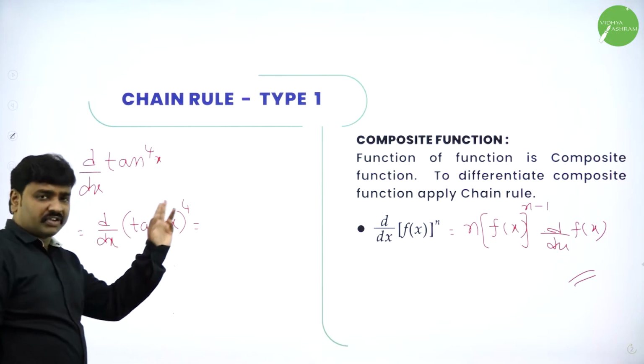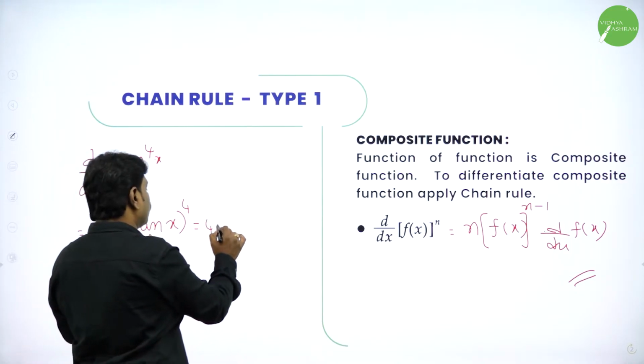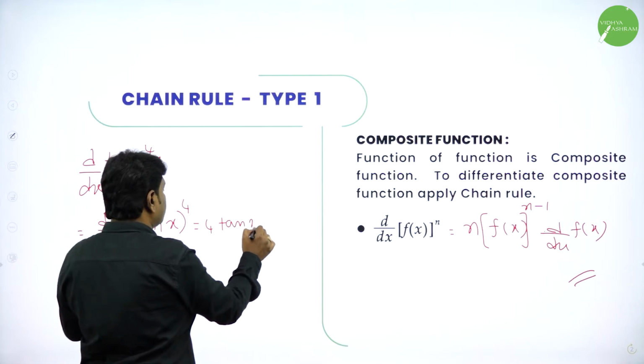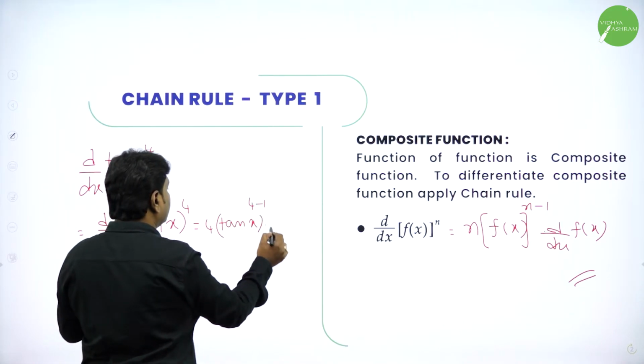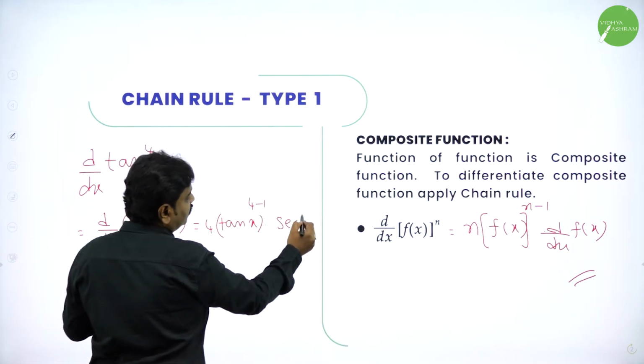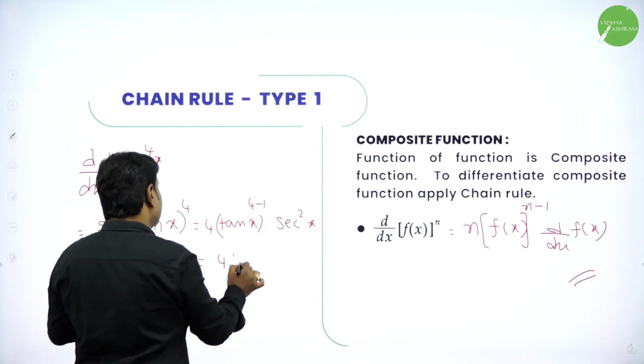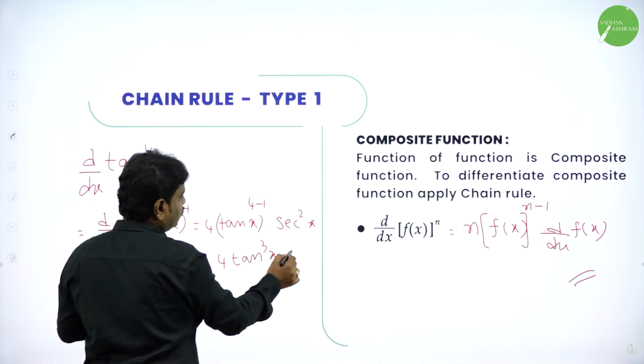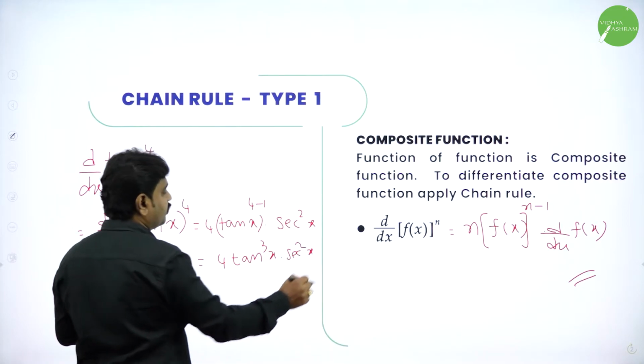That is in the form of f of x power n. n into f of x power n minus 1. 4 into tan x power 4 minus 1 into d by dx of tan x. d by dx of tan x is secant square x. So it will be 4 tan cube x secant square x. So I have done the same problem in one step.